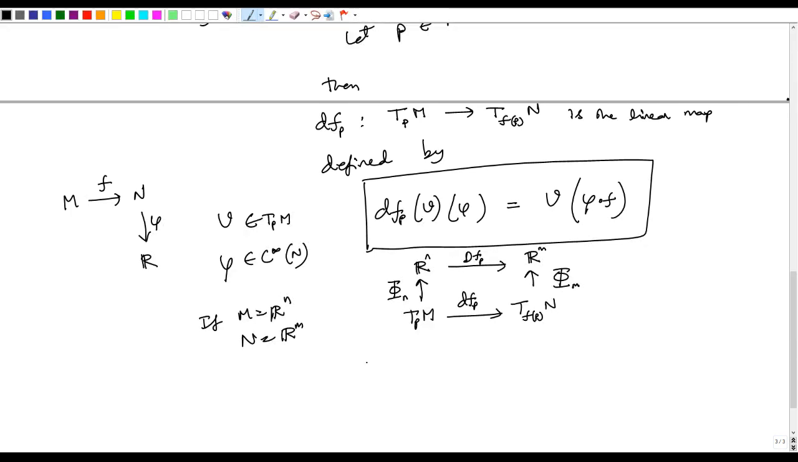In other words, we then have, I can go like this, df of p, and I can do Pm, or I can do this, dfp Pn. Since this capital Pn and Pm are isomorphisms, they have inverses, so I can write this equation as Pm composed with dfp Pn inverse equal to DF.